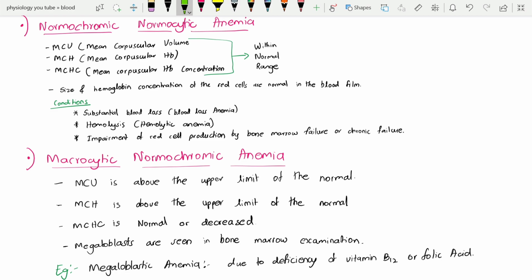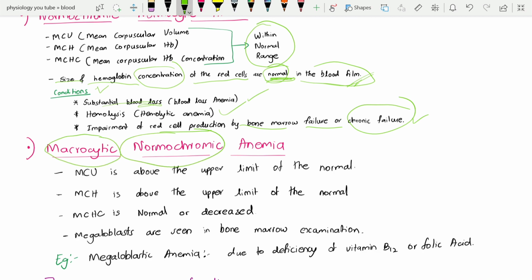Looking into normochromic normocytic anemia, MCV, MCH and MCHC are within normal range. Here, size and hemoglobin concentration of the red cells are normal. This is most important in the blood film, that is, in the peripheral smear. Conditions where normocytic normochromic anemia occurs: substantial blood loss in blood loss anemia, hemolysis in hemolytic anemia, and impairment of red cell production by bone marrow failure or chronic failure.